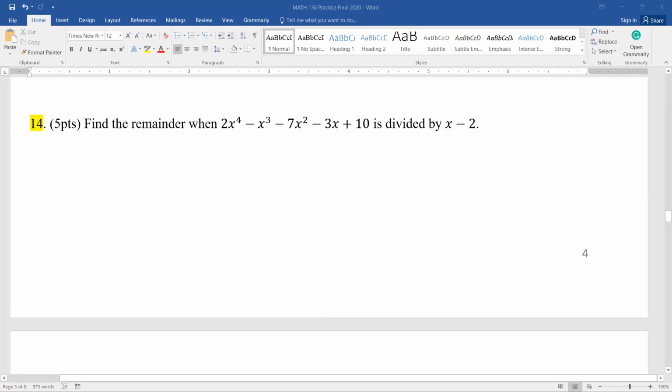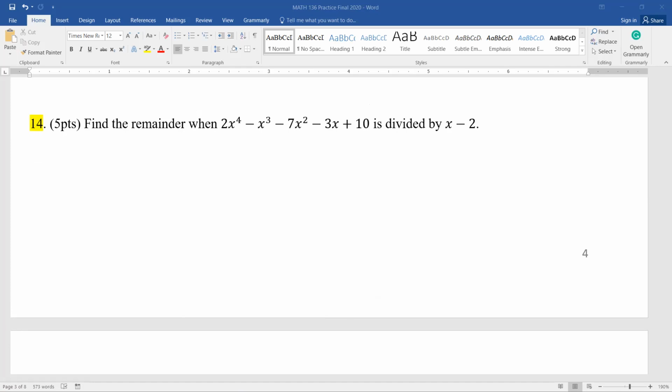Question 14, we're asked to find the remainder when this polynomial is divided by x minus 2. There are 2 different ways you can do it. My suggestion would be that you use synthetic division. So I'm setting up synthetic division here. Remember, synthetic division is always 3 rows. And then the number of columns depends on the number of terms that you have.